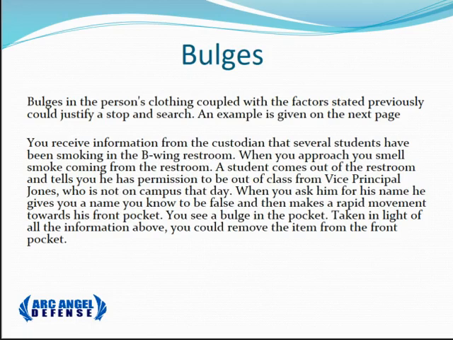Bulges. Bulges in the person's clothing, coupled with the factors stated previously, could justify a stop and search. An example is given on the next page.